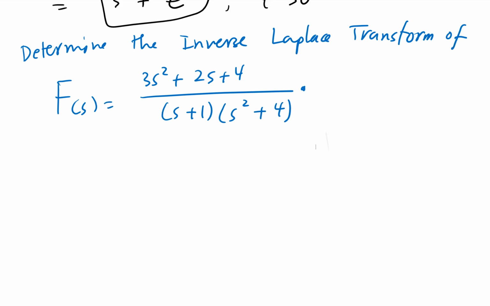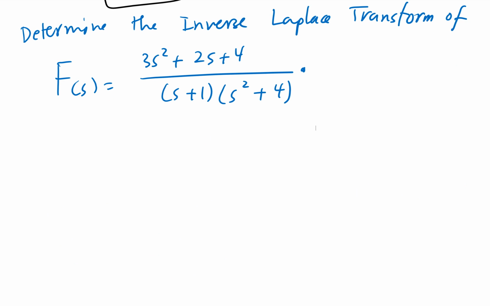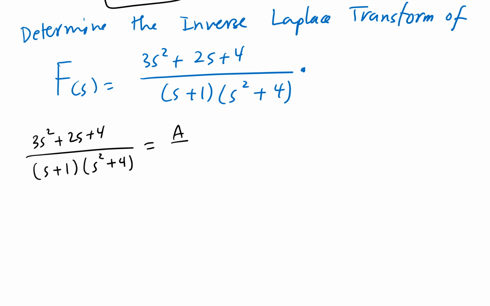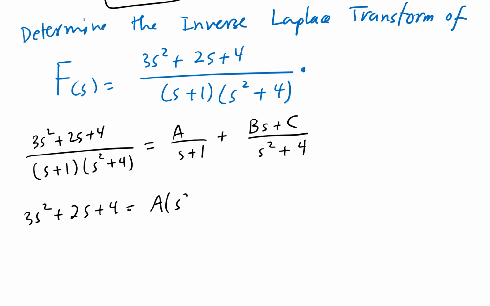So this type of problem takes time to do, because you want to take this one and do partial fraction decomposition. Partial fraction decomposition can take time. So first we set it up. It's in a factored form, bs plus c divided by s squared plus 4. Multiply everything by the least common denominator to get a times s squared plus 4 plus s plus 1 times bs plus c.